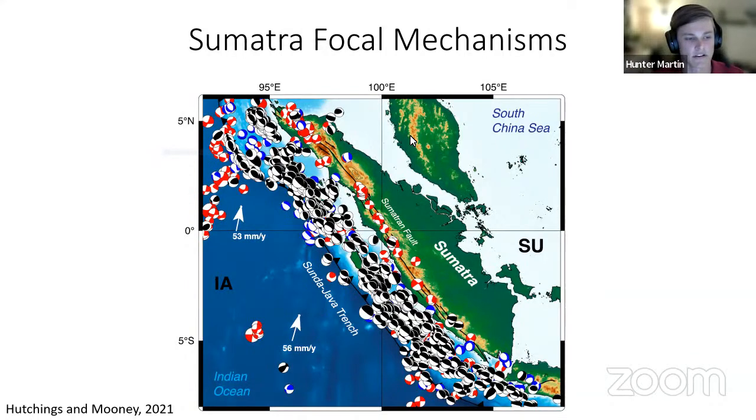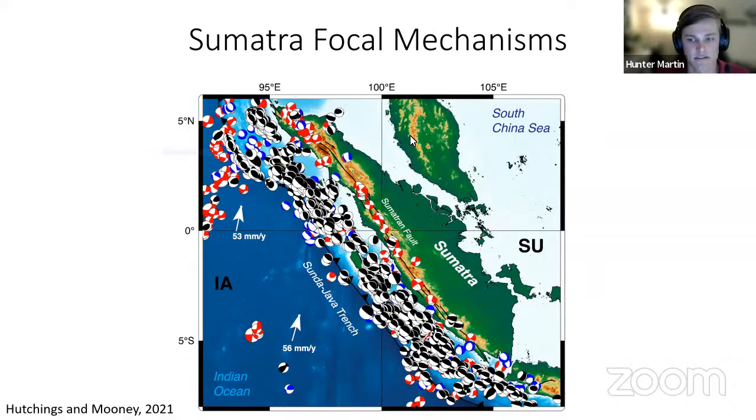So here are some focal mechanisms taken from Hutchings and Mooney, 2021. The shallow seismicity here, which in this case refers to events less than 70 kilometers depth, is often the most abundant form of seismicity in Indonesia. Oftentimes, it can be more indicative of plate motions and deformation near the surface. Additionally, these events can pose a greater seismic hazard because of the proximity of the hypocenter to the surface. So understanding them is vital.